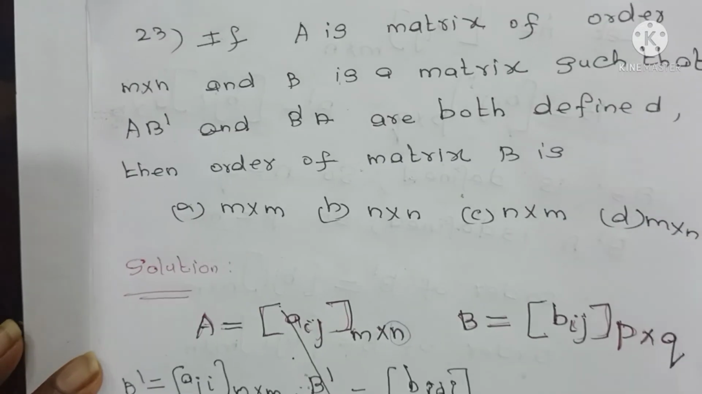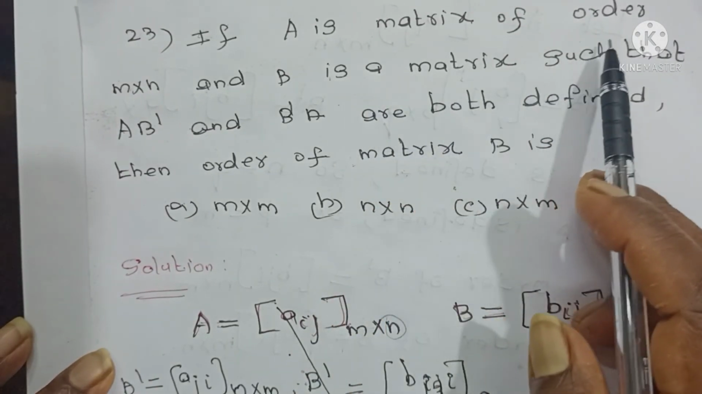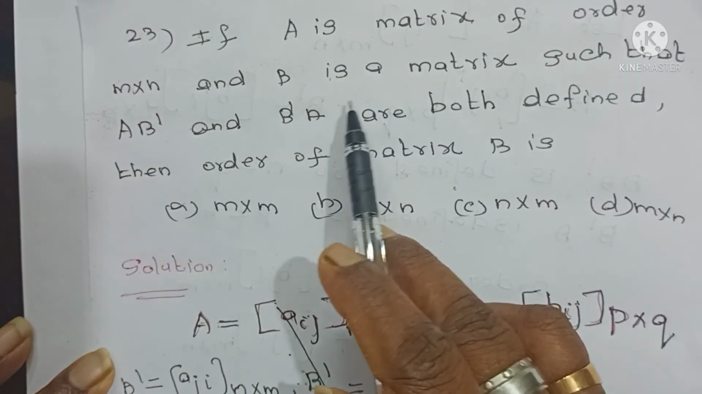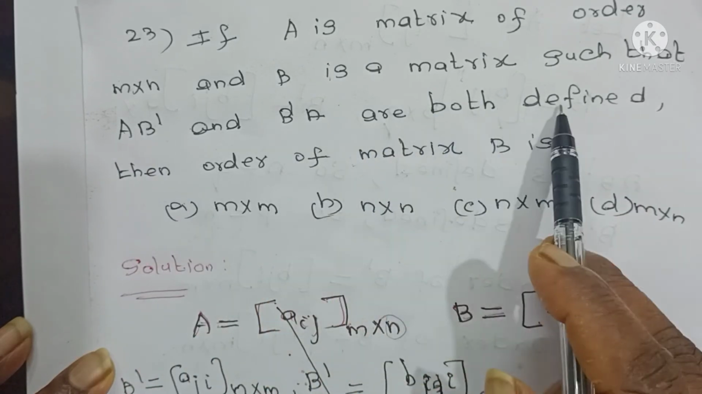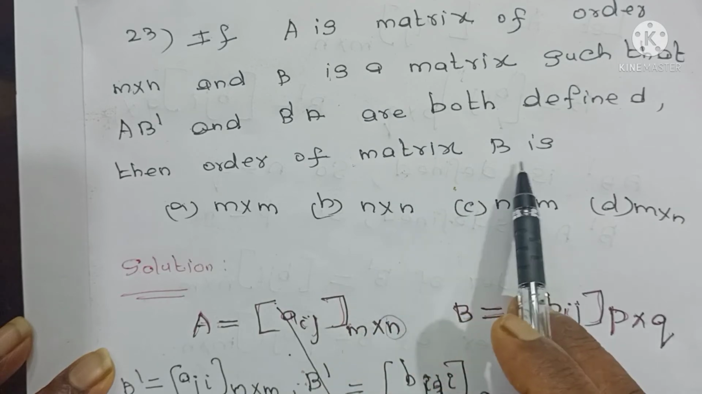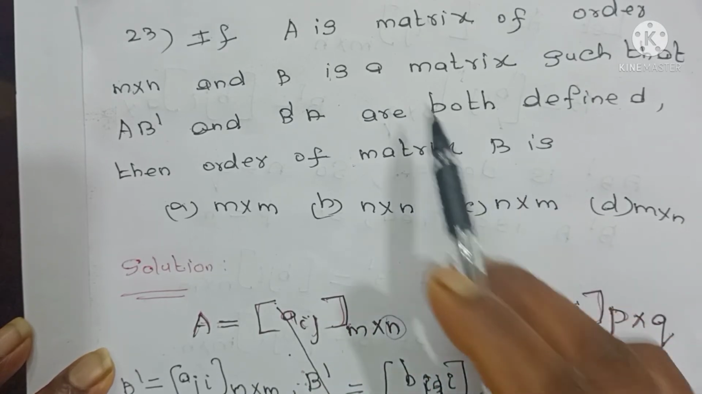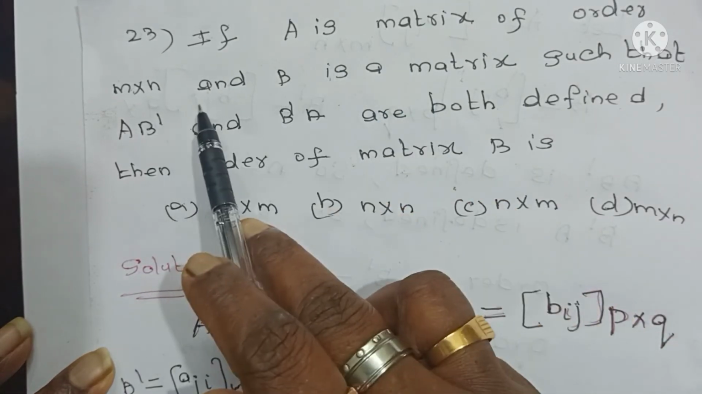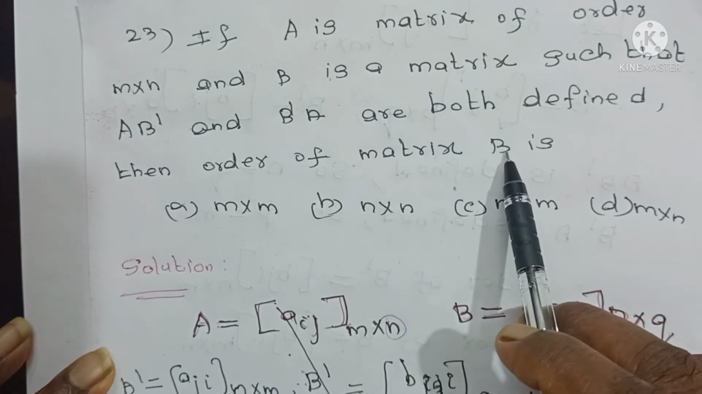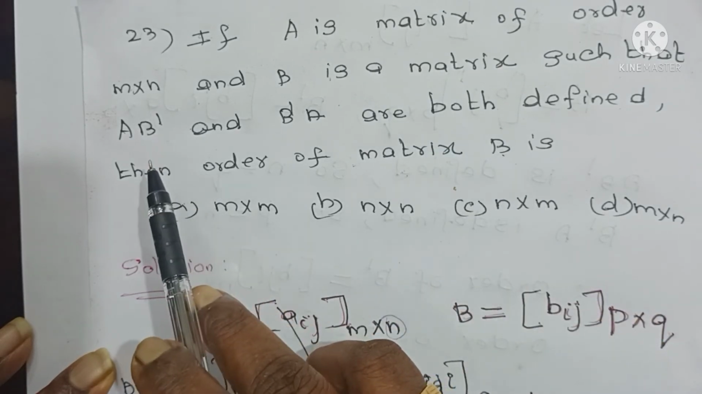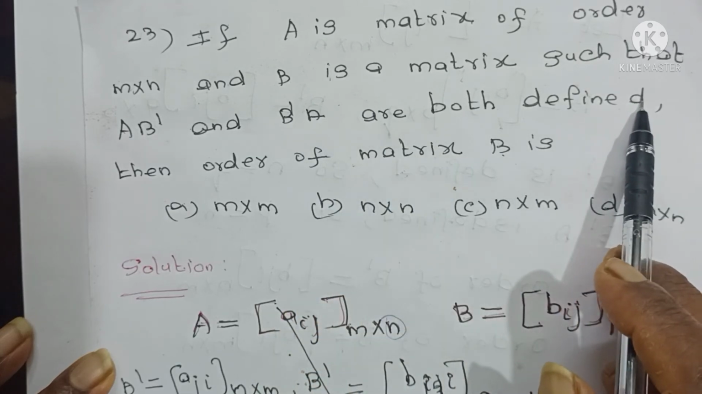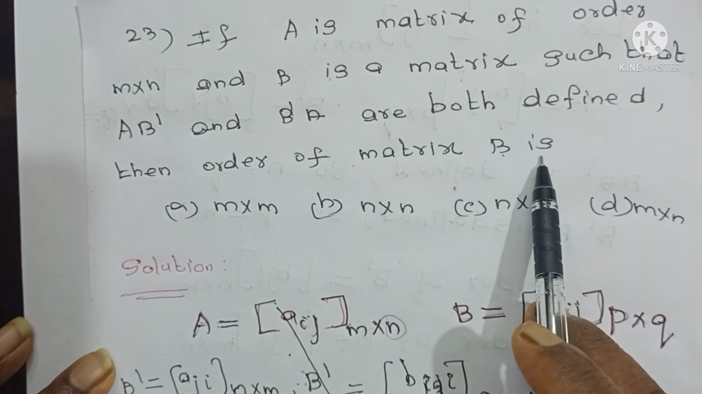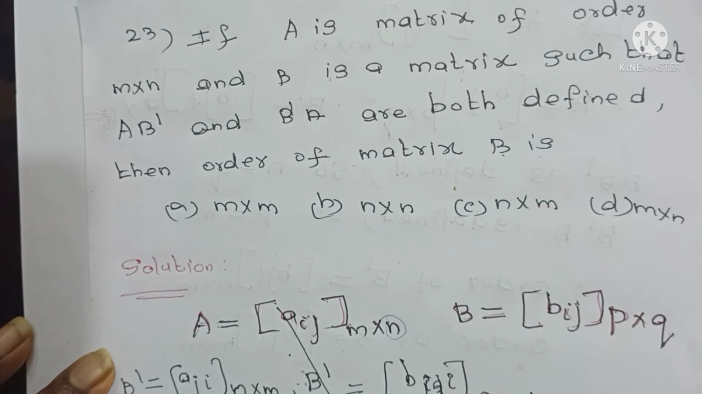Next move on to 23rd question. If A is a matrix of order m by n and B is a matrix such that AB dash and B dash A are both defined, then the order of matrix B is. They have given the order of matrix A, the order of matrix B we have to find. Then one more thing they have given, AB dash and B dash A are both defined. Then we have to find the order of matrix B.